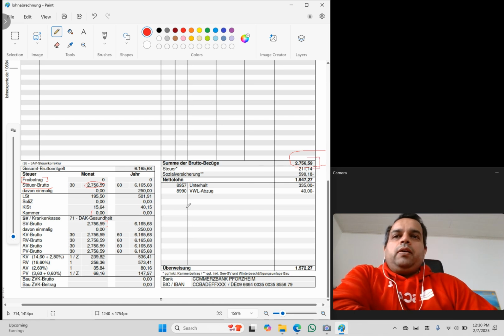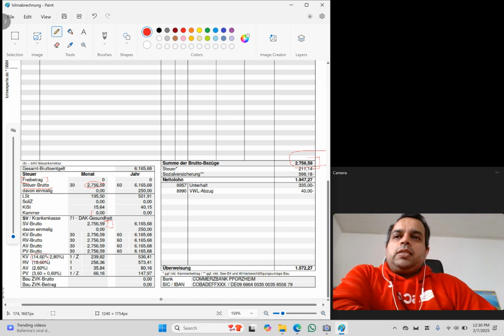If the income is higher than that, then there is a slab, a maximum of, I think, 5,000 something, which is considered for the pension and health insurance calculation. Generally, what happens is the KV is Krankenversicherung, and for the Krankenversicherung, you can see, 14.60% altogether is the contribution.